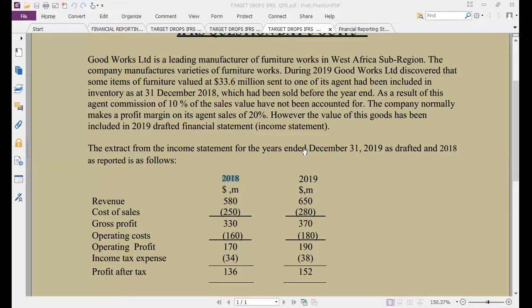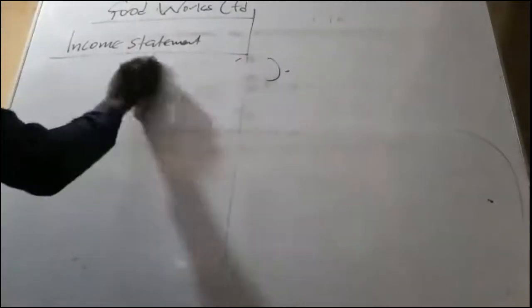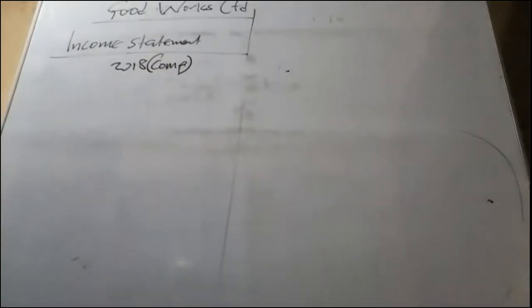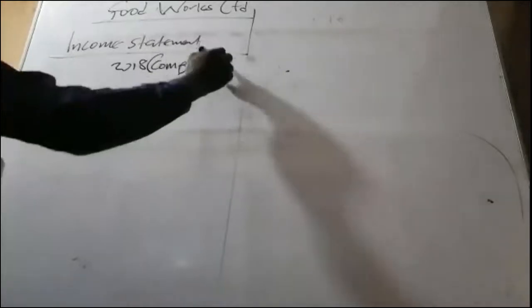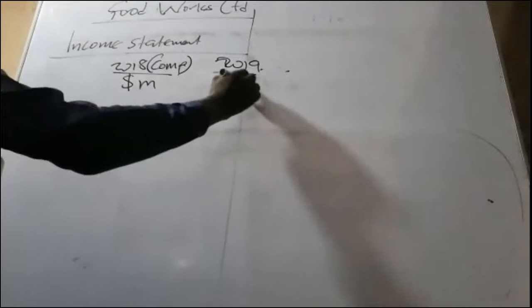So 2018, 2019, great. Take notes. If you solve it, you can still maintain it. So 2018, and please write comparative against it. The previous year is just for comparison purposes. And 2019. Don't forget your reporting currency. It's in dollars, millions of dollars.